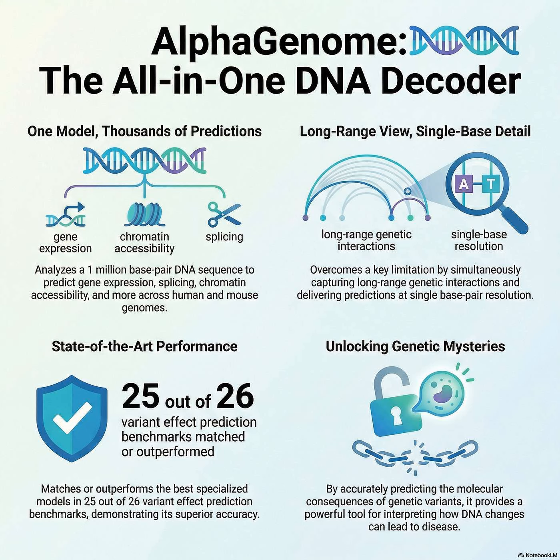AlphaGenome processes a context of 1 million base pairs, which is that huge big picture view, but it makes its predictions at single base pair resolution, so you get both. And the performance is just off the charts. State-of-the-art in 25 out of 26 variant effect prediction tasks. It also matches or beats the best external models in, what was it, 22 of 24 genome track evaluations. It's just a new benchmark.